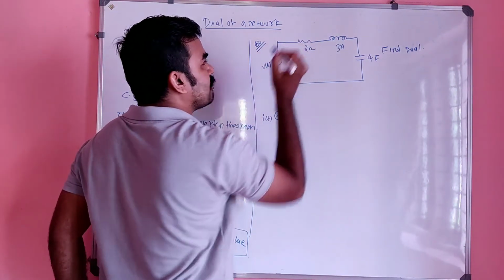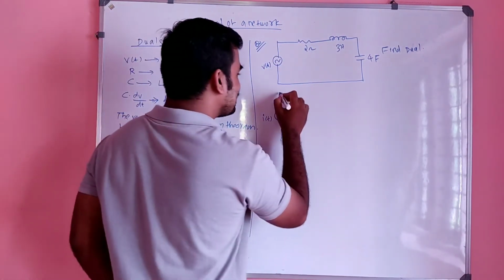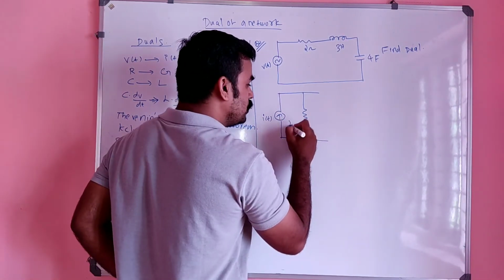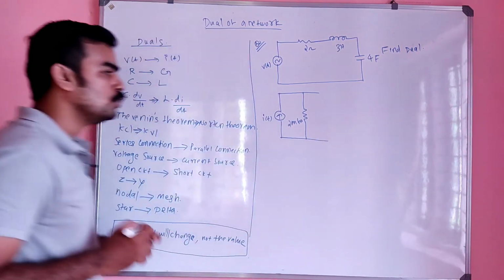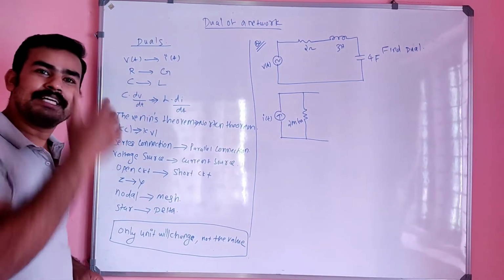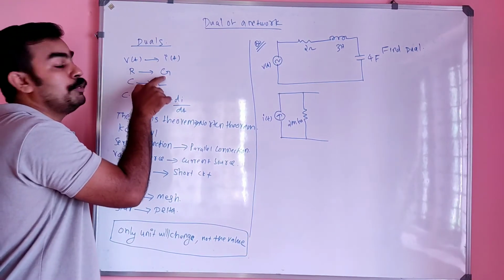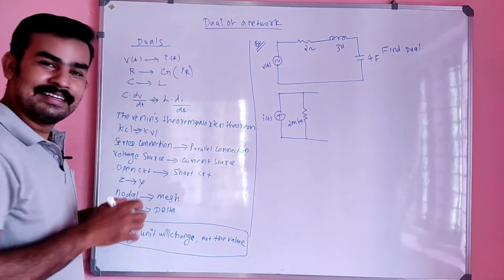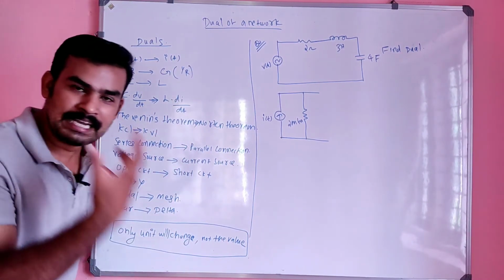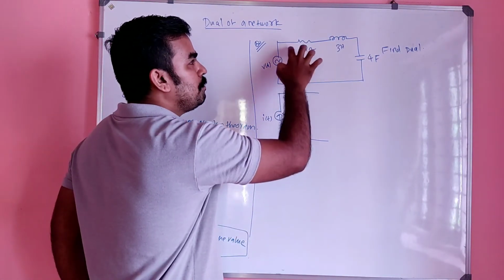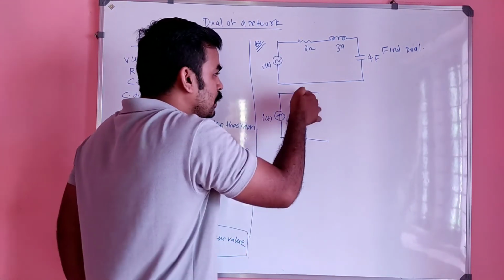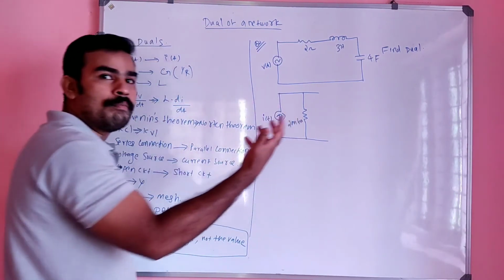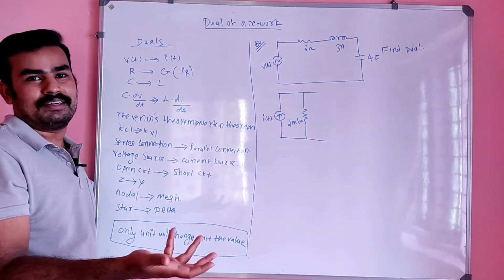There is a series resistance, right? 2 ohm. That is converted to what? Parallel. And its value will be 2 mho. Mho is nothing but ohm raised to minus 1, because R is converted into G. G is nothing but 1 by R. That is the conductance. So this 2 ohm in series will be converted into 2 mho in parallel.